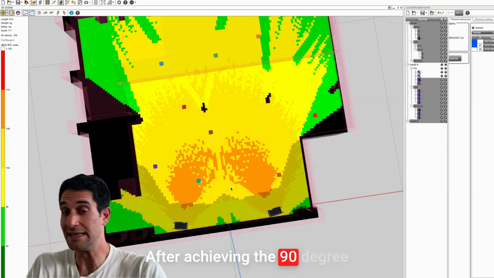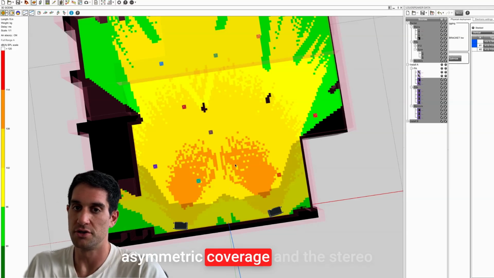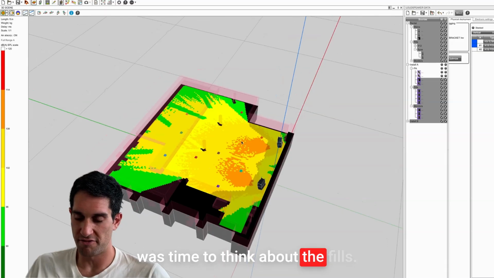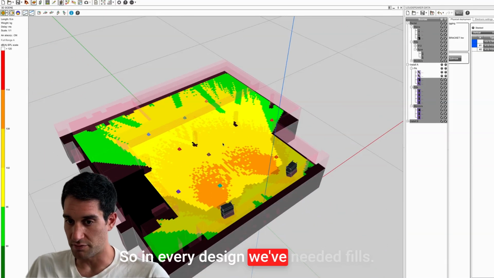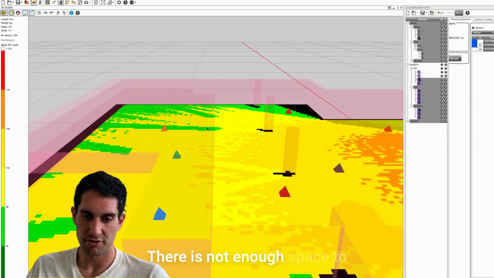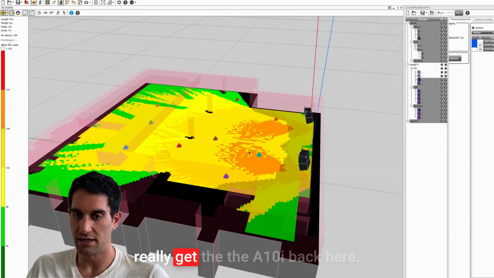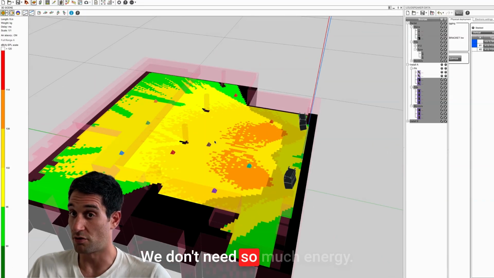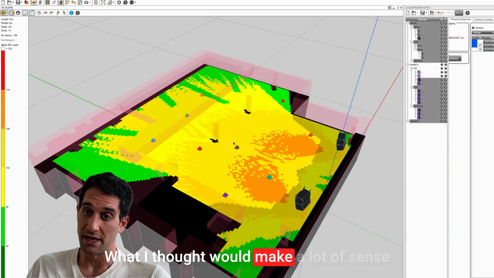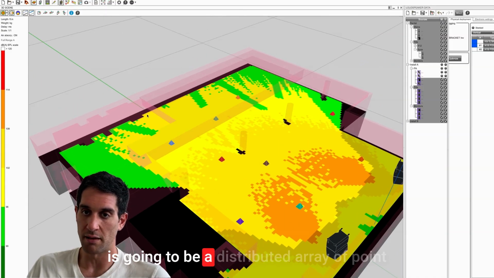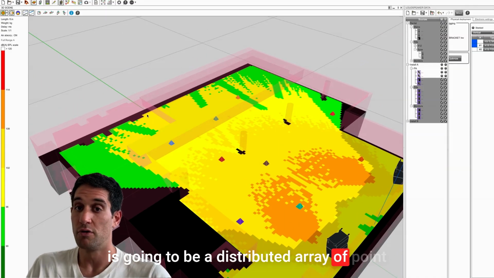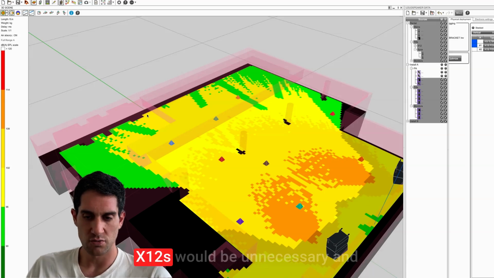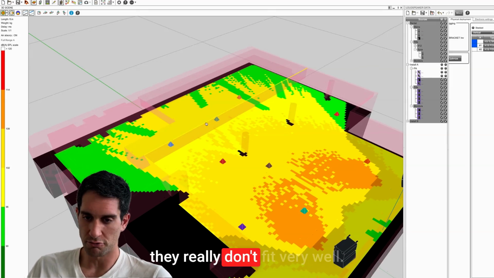After achieving the 90-degree asymmetric coverage and the stereo image that we want with the PA, it was time to think about the fills. So in every design, we've needed fills. There is not enough space to really get the A10i back here. We don't need so much energy. What I thought would make a lot of sense is going to be a distributed array of point sources that can neatly fit within the space. X12s would be unnecessary and they really don't fit very well.